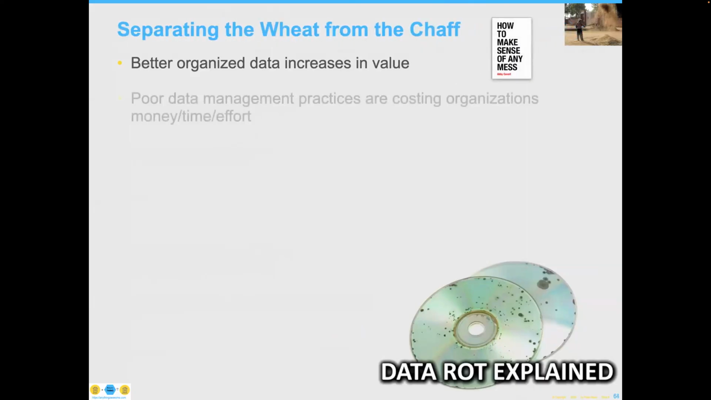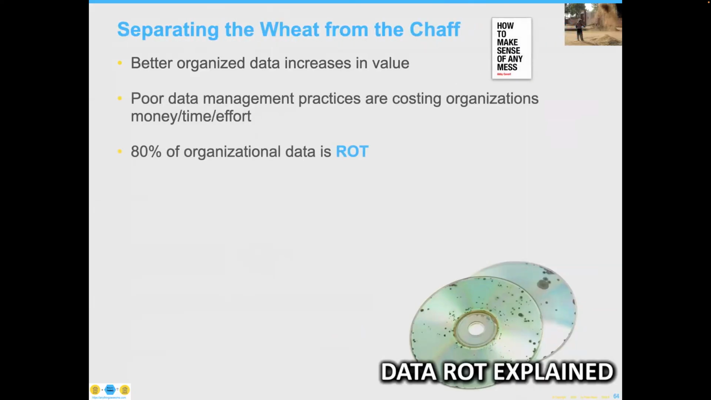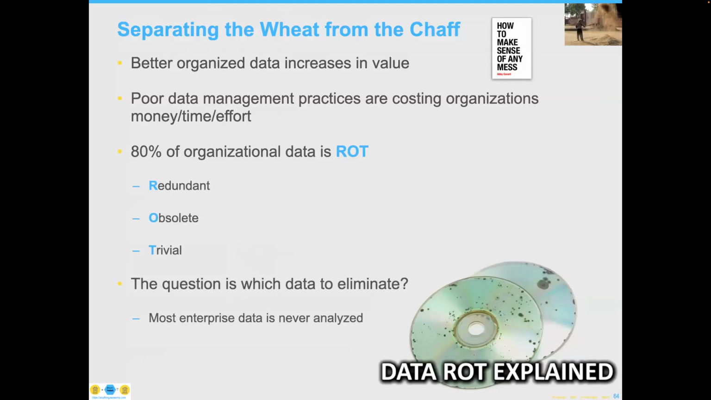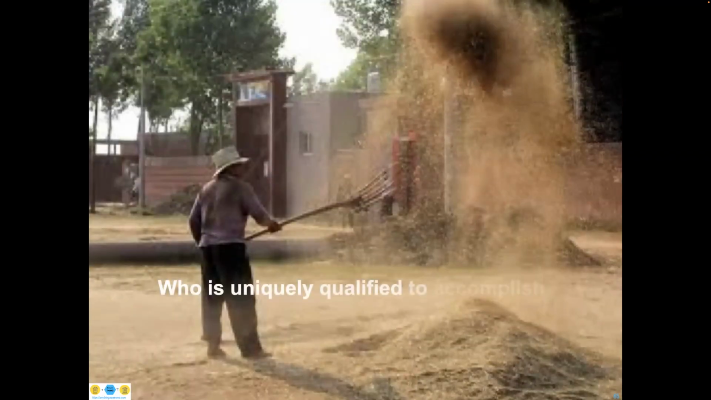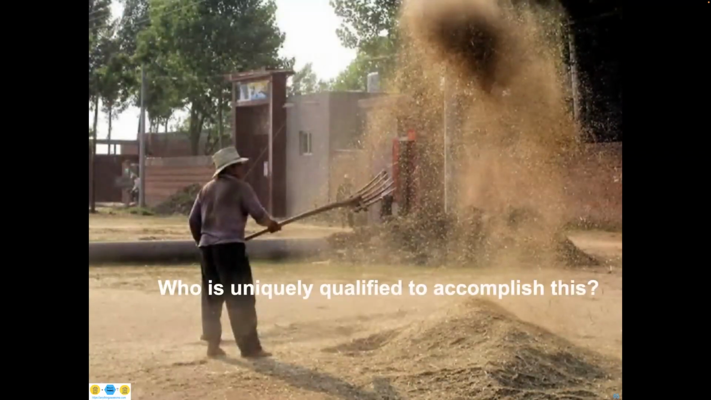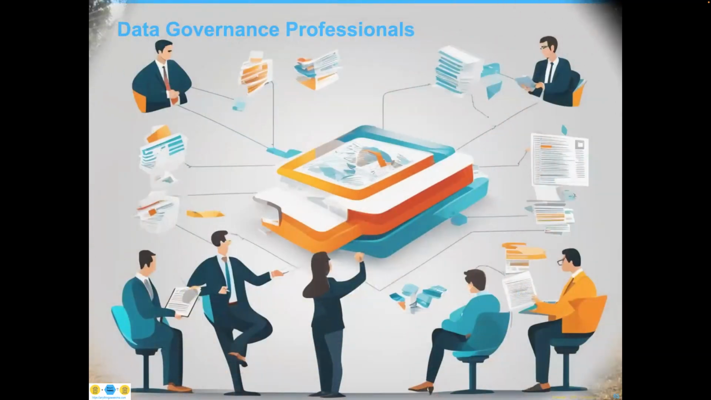So better organized data does increase in value, and 80% of your organizational data is redundant, obsolete, or trivial. I've never gone into an organization where they will admit to anything less than that, but I have gone to organizations when they say, around here, it's 90% of the data. Again, I hope you hear the whispers on that because it's part of the piece. So question is, who is uniquely qualified to accomplish this separation and understanding of all of this? And the answer, of course, is data governance professionals.